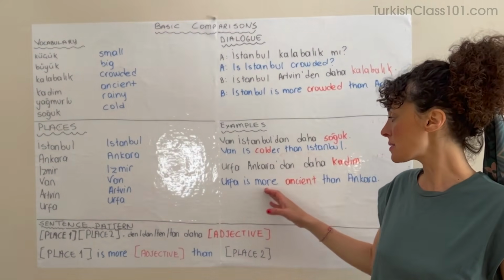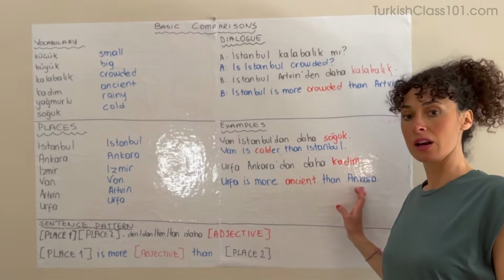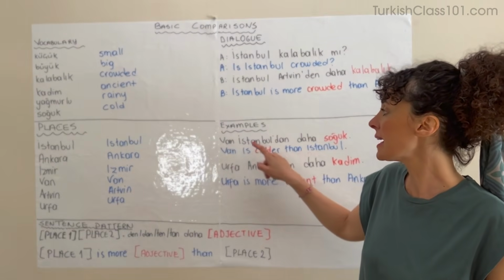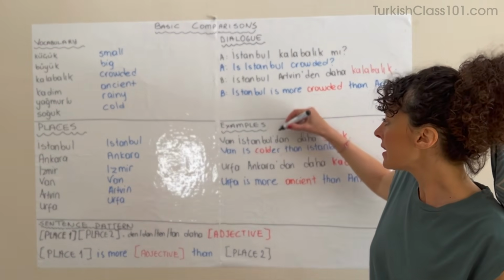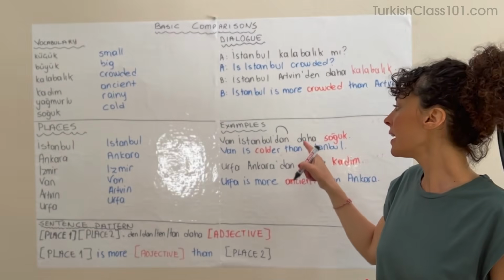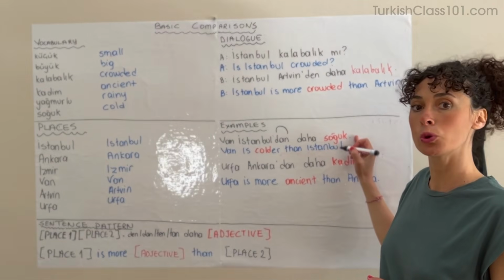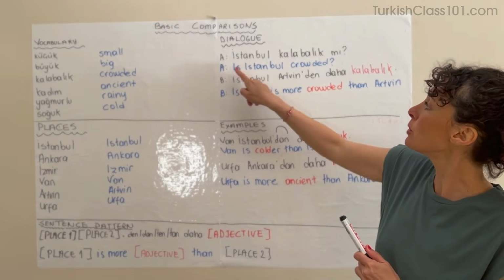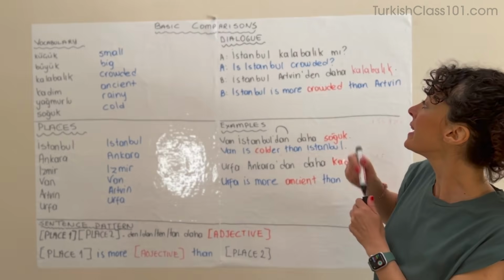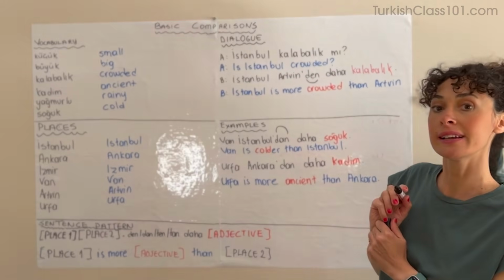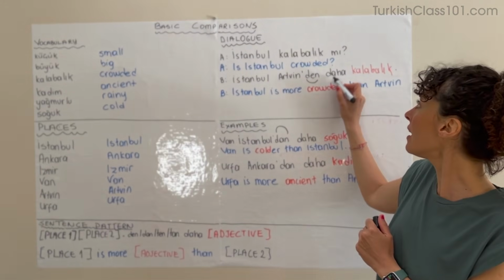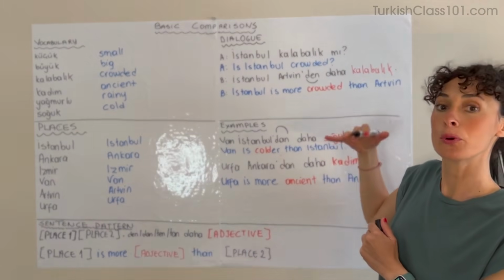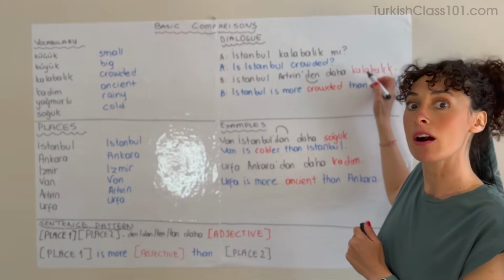And you already know the English: place 1 is more adjective than place 2. Like Urfa is more ancient than Ankara. But let's look at the Turkish version. Van, İstanbul'dan daha soğuk, adjective. Or İstanbul Artvin'den, here you see den, daha kalabalık. Then daha is more than, kalabalık is our adjective.